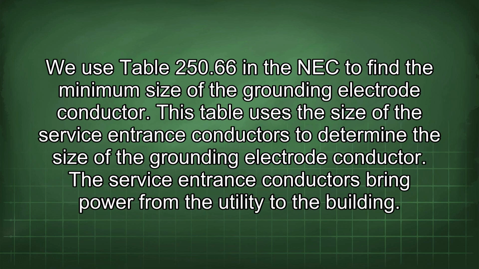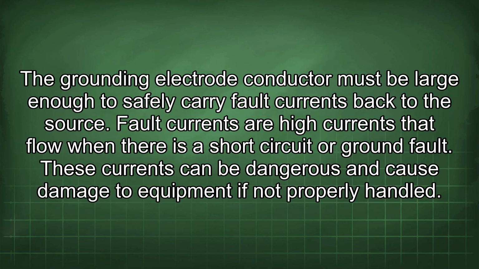We use Table 250.66 in the NEC to find the minimum size of the grounding electrode conductor. This table uses the size of the service entrance conductors to determine the size of the grounding electrode conductor. The service entrance conductors bring power from the utility to the building. The grounding electrode conductor must be large enough to safely carry fault currents back to the source.